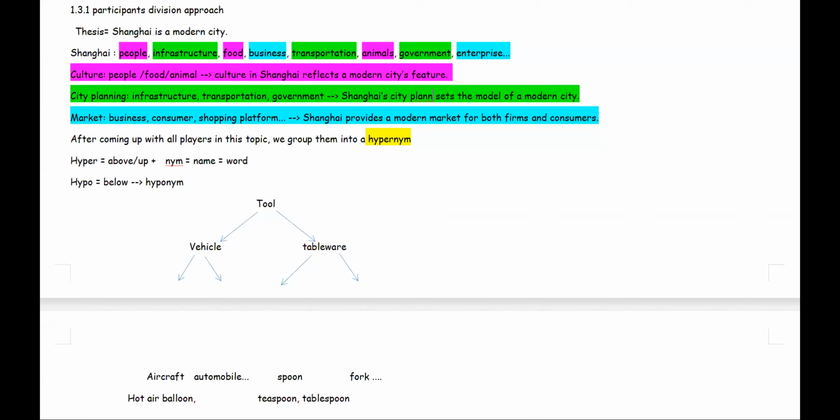City planning sets the model of a modern city. Once again, this argument logically and strongly supports my thesis: Shanghai is a modern city, right? And the third group is the market, right? So that includes the business, the consumer, the shopping platform, everything, even the payment, right?